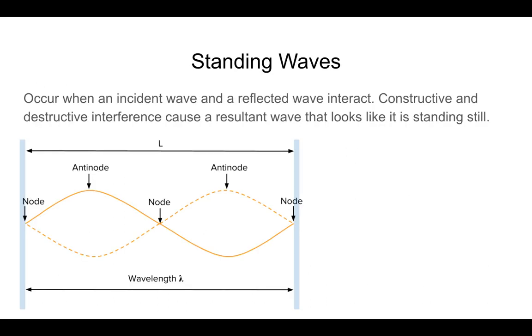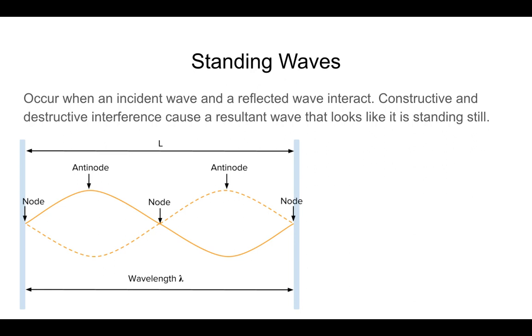All right, so let's talk a little bit more about standing waves. I mentioned standing waves in my last video, but I do want to go into it in a little bit more detail and show you some math with standing waves. To review, standing waves occur when an incident wave and a reflected wave interact. So we get constructive and destructive interference, which causes a resultant wave that looks like it's standing still. So you might get something that looks like this.